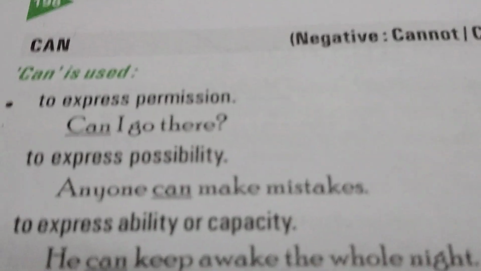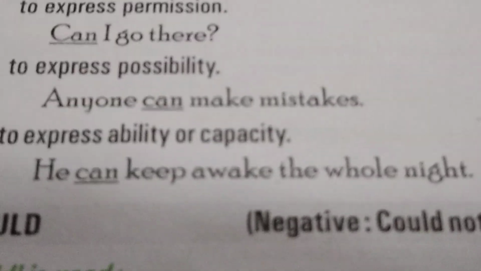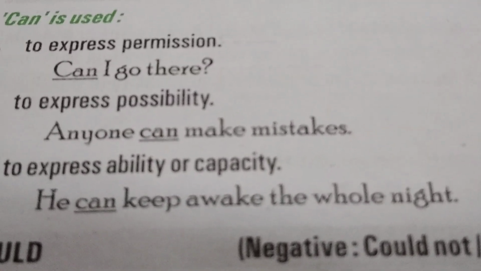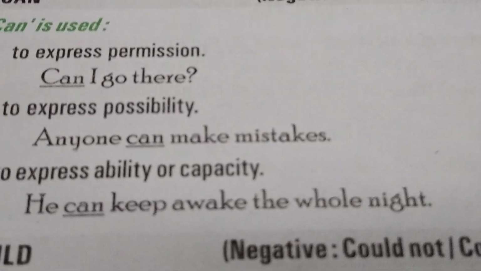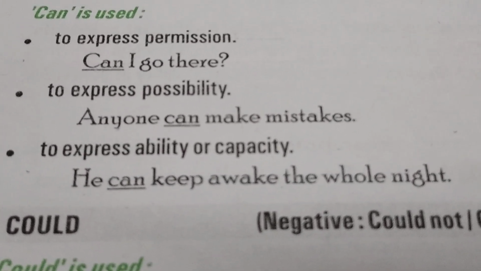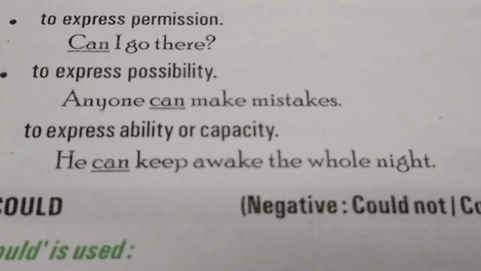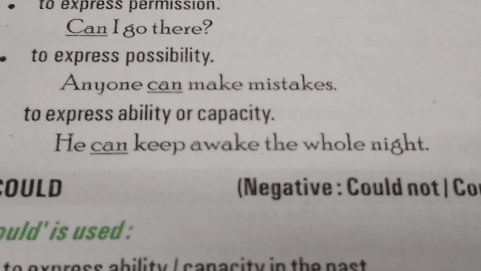Then we move on to can or cannot or can't. Can is used to express permission. Can I go there? To express possibility. Anyone can make mistake, it's possibility. Then to express ability or capacity. We all know it. He can keep awake the whole night.